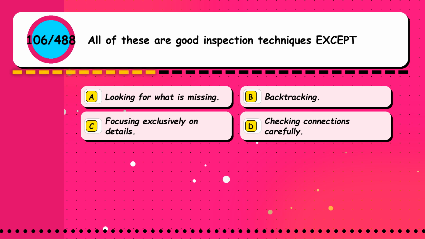Question 106. All of these are good inspection techniques except: Option A. Looking for what is missing. Option B. Backtracking. Option C. Focusing exclusively on details. Option D. Checking connections carefully.